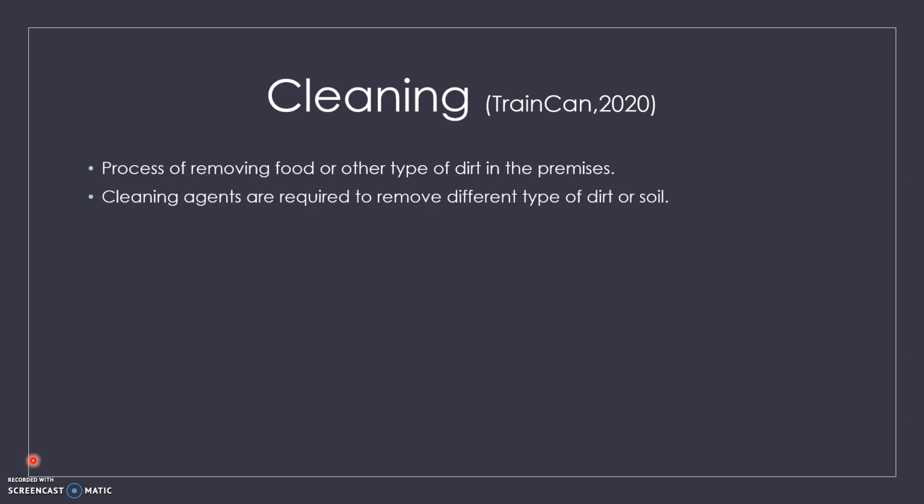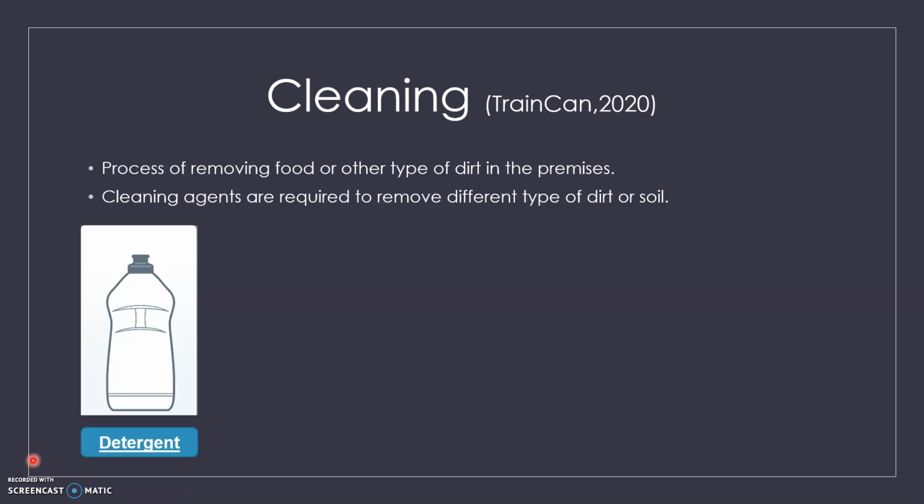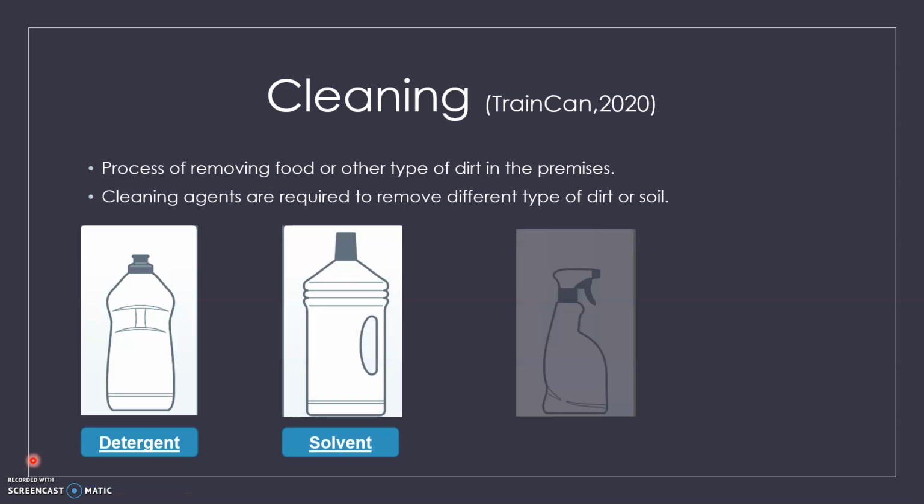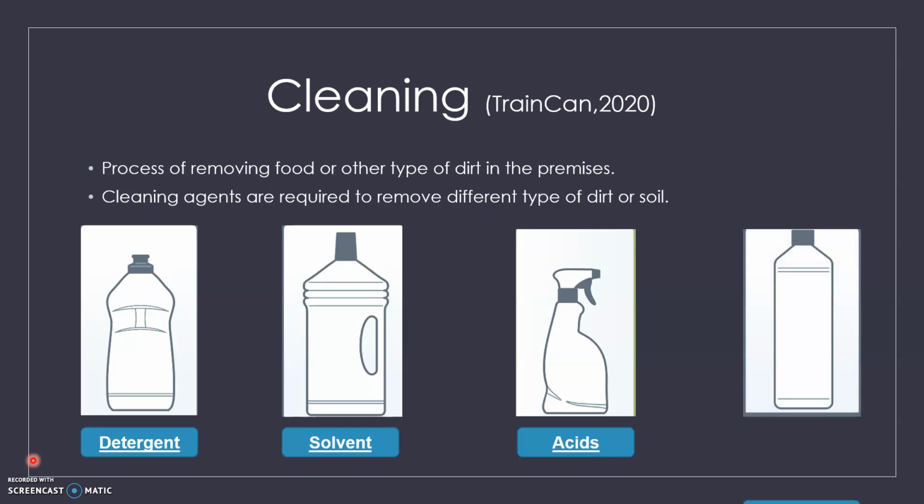There are multiple cleaning agents which are required to remove different types of dirt or soil. One is detergent, solvent, acids, and abrasives. These are the four types of cleaning agents we use here, and we use them according to the manufacturer's instructions given.